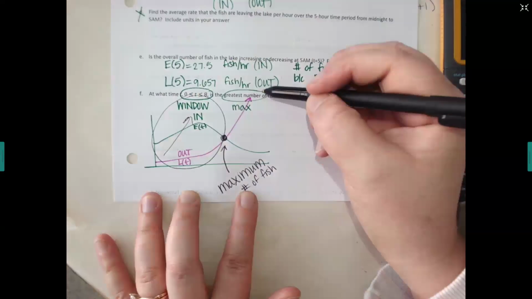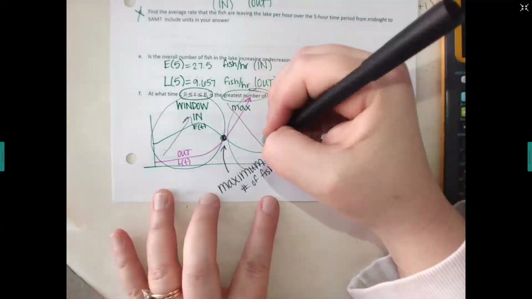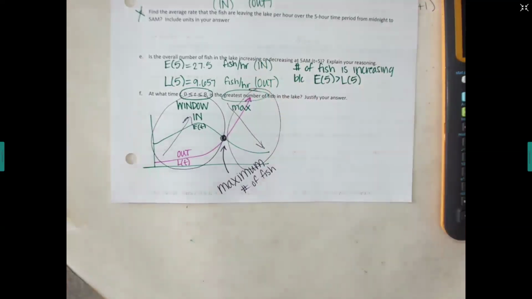And then what happens on this side? Which rate is bigger in this part of the graph? The in or the out? The out, which means overall, what starts happening to the number of fish? Now it's going down. So that means that at this point, you would have the most fish that you could get, because the overall fish numbers change from up to down. Does that make sense?